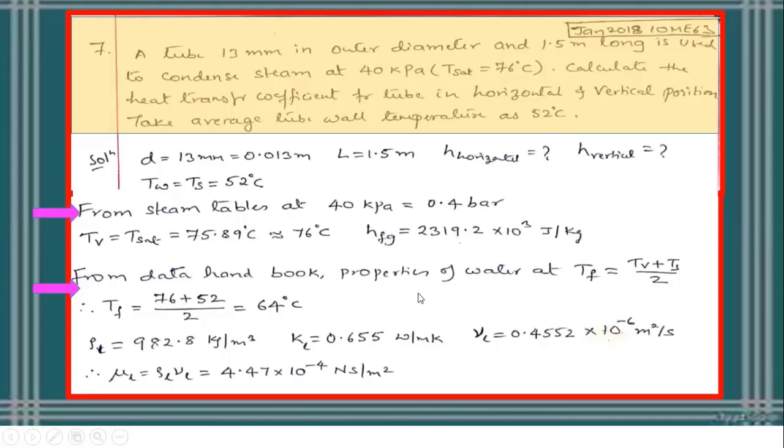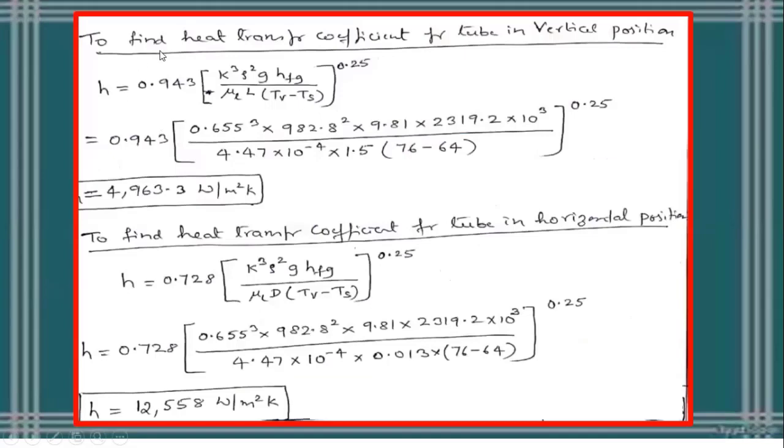Then go to the data handbook and get the property values at the average temperature. At the average temperature, obtain the property values: the density value, conductivity value, and the viscosity value. Then in the first case, we need to find the heat transfer coefficient in the vertical position. In the vertical position, with the same expression, substitute for all the values and we'll get the average heat transfer coefficient.